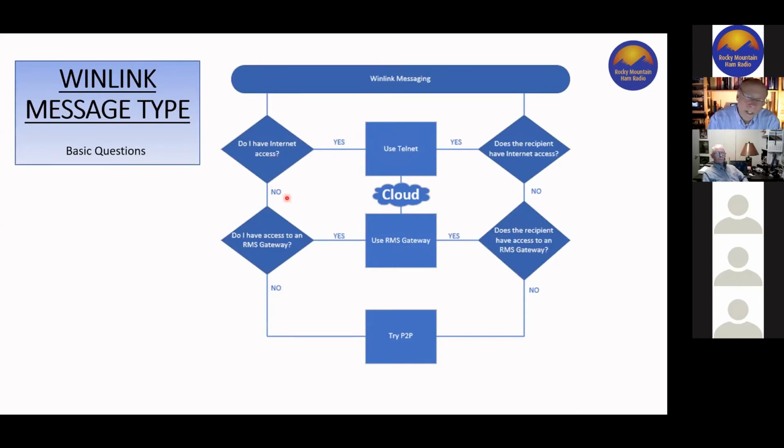If I don't have internet access, then do I have access to an RMS gateway? If I do, then okay, I'll use an RMS gateway. Same thing on the recipient side. If they don't have internet access, do they have access to an RMS gateway? Yes? Okay, then they can use an RMS gateway. If neither one of you has access to the internet and neither one of you has access to an RMS gateway, well, that's your only choice left: to try peer-to-peer at that particular point in time. So you just have to give that a try and see if it will be successful.